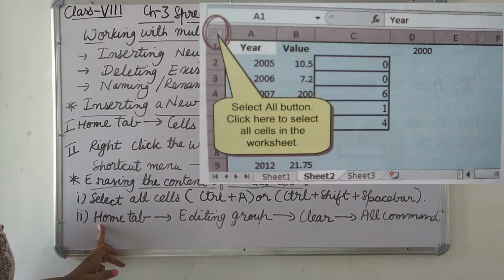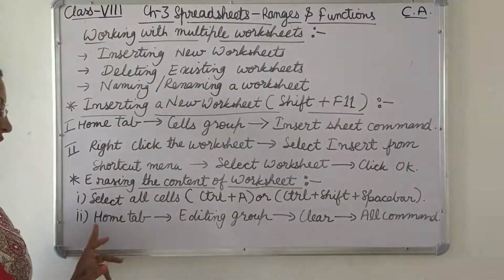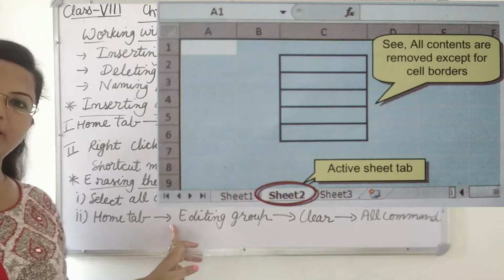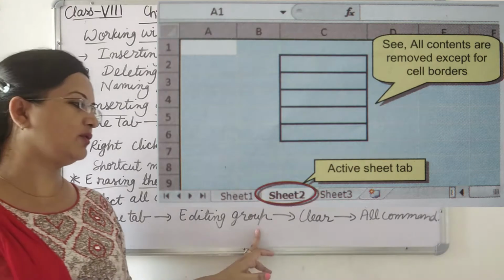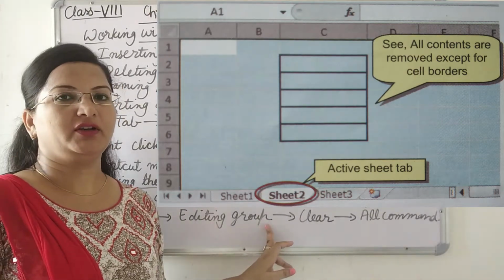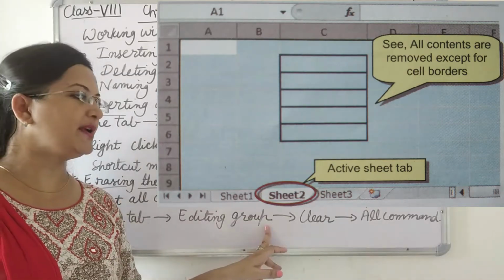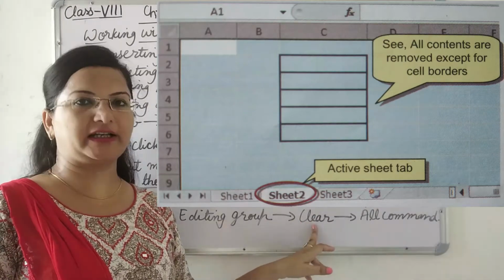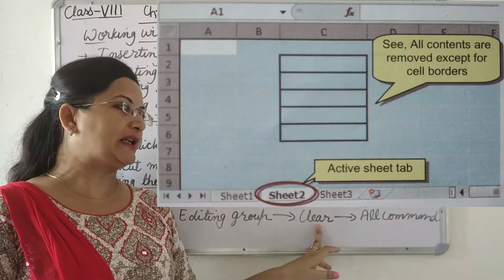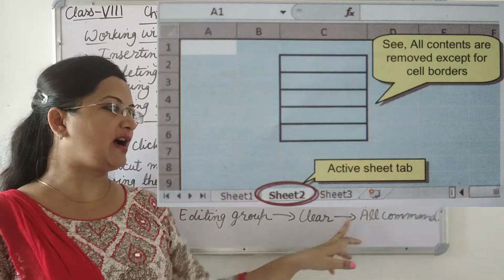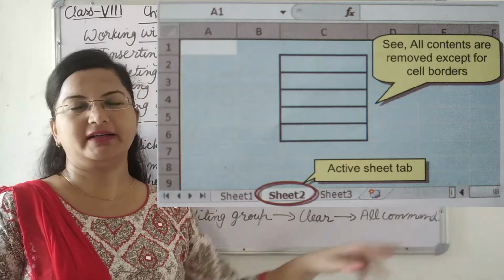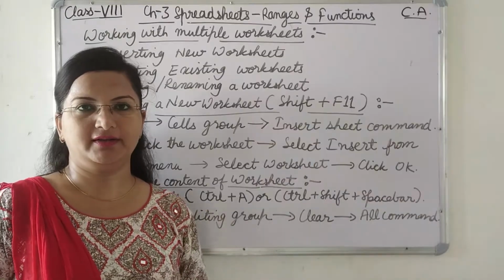After selecting all the cells, you have to click on the Home tab in the ribbon, and after clicking on the Home tab, you have to go to the Editing group. There you have to click on the Clear option. When you click on Clear, the submenu will appear. In that menu, you have to choose the All command. That means clear all.